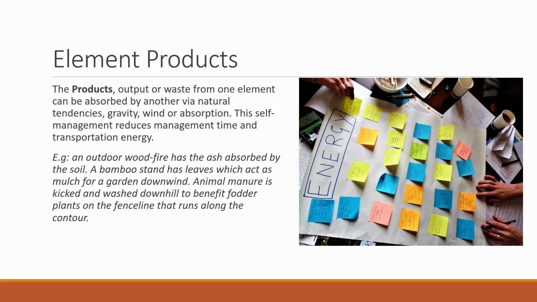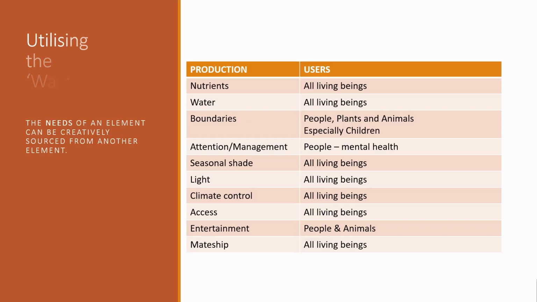So we had a quick look at the needs, and now let's look at the products, or the output or throughput, because it's not really going out of the system, it's going in around to another element. And some people might consider it waste, the things that come out of an element. Let's call them products. They can be absorbed by another element, and they can be absorbed through a means of natural tendencies, gravity, wind, chemical absorption. So now let's look at how we use the waste, the throughput, or the production of an element.